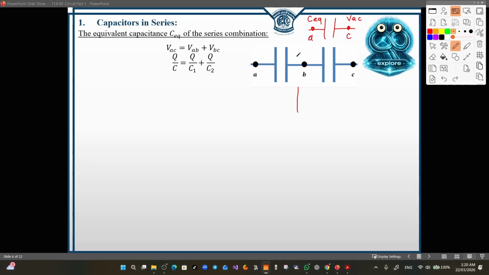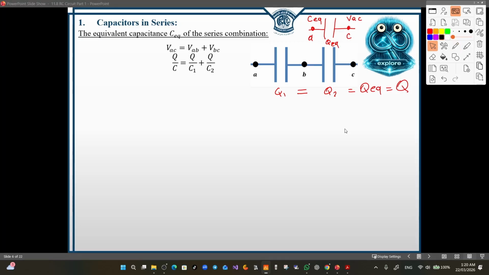So let's write that the charge across the first capacitor, let's call it Q1, and here Q2, and this is Q equivalent. Now since they are in series, Q1 should be equal to Q2, and also the Q on the equivalent capacitor should be the same, so equal to Q equivalent, and let's denote it by Q. So VAC equals Q over C, VAB is Q over C1, VBC is Q over C2. Now we can cancel Q after we take Q as a common factor, and we will end with this expression that allows us to find the equivalent capacitance.